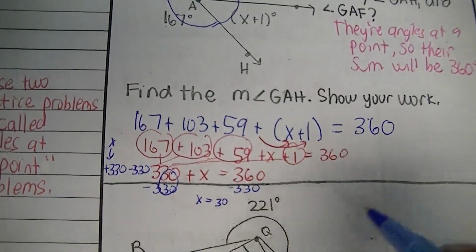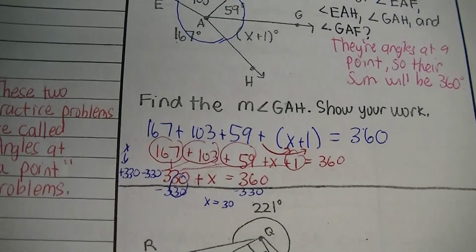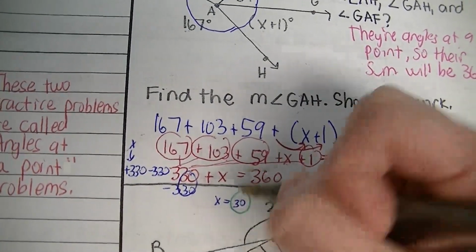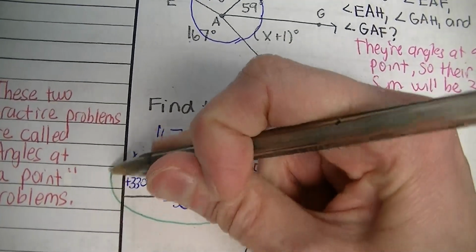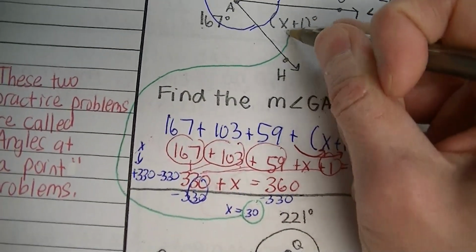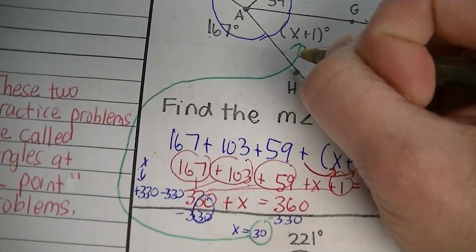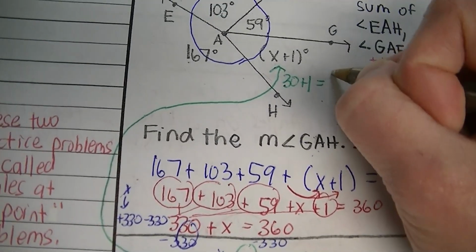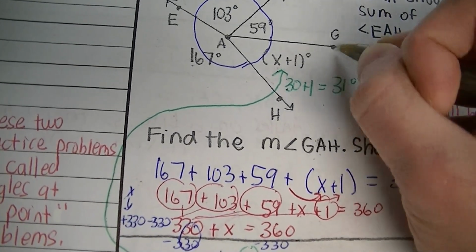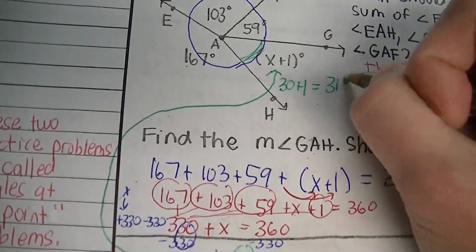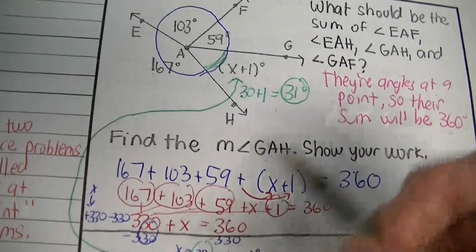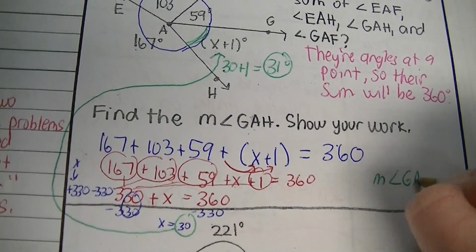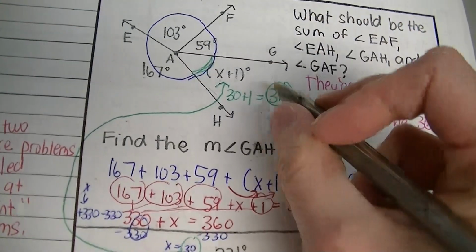Okay, you're not done yet, because we have to find the measurement of angle GAH. So as always, after you get your variable's answer, you need to substitute it back into your diagram. So I'm going to put that 30 right there in place of the x. So really I have to go 30 plus 1, and 30 plus 1 is 31. So this angle measurement right here is 31 degrees. Okay? So to be obvious, the measurement of angle GAH is 31 degrees.